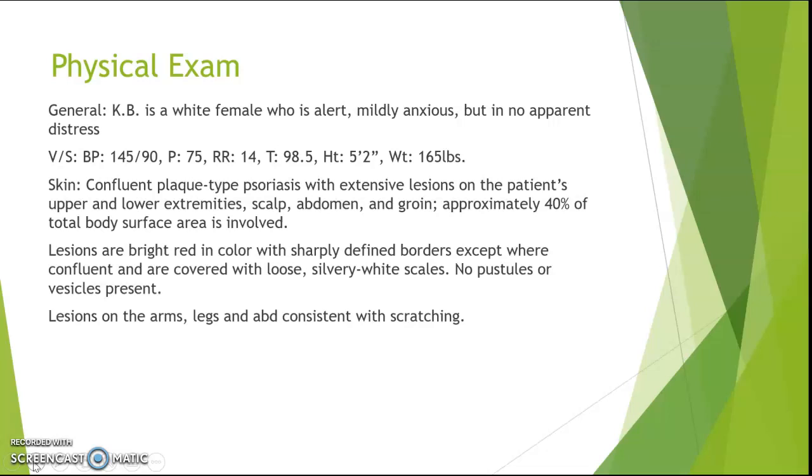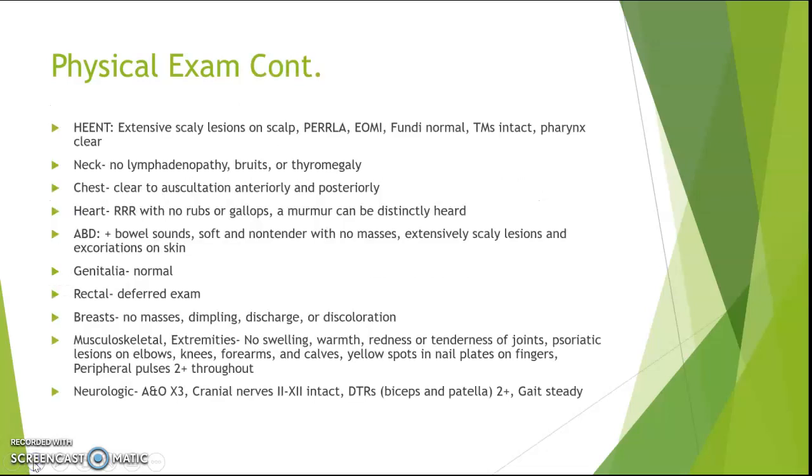Lesions are bright red in color with sharply defined borders, except where confluent, and are covered with loose, silvery white scales. No pustules or vesicles present. Lesions on the arms, legs, and abdomen are consistent with scratching. HENT. Extensively scaly lesions on the scalp. PERRLA, fundi normal, tympanic membranes intact, pharynx clear.